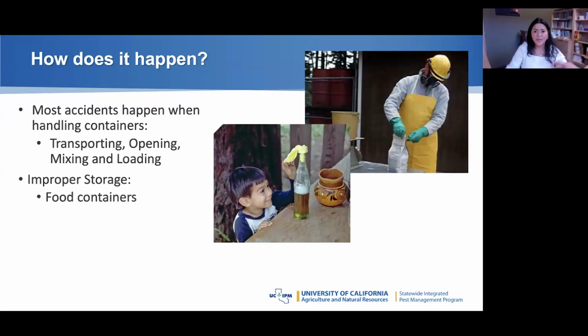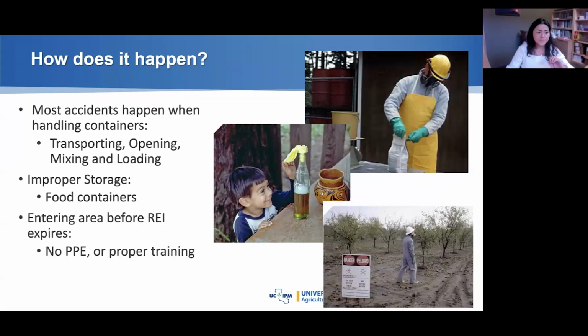Another way pesticide events or accidents happen is by storing liquids or chemicals in improper containers, right? So we have a picture here of a child. Thankfully, this isn't happening as often anymore, but it's still a very possible scenario. So storing pesticides in food containers is a big no-no. It's against the law, and it should never be done.